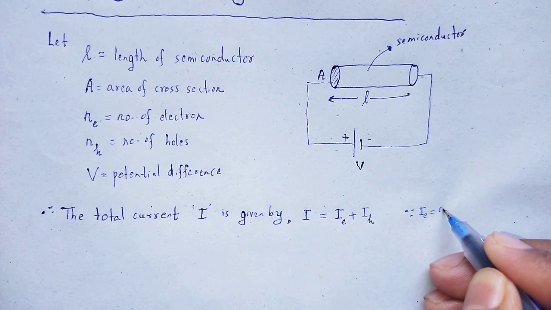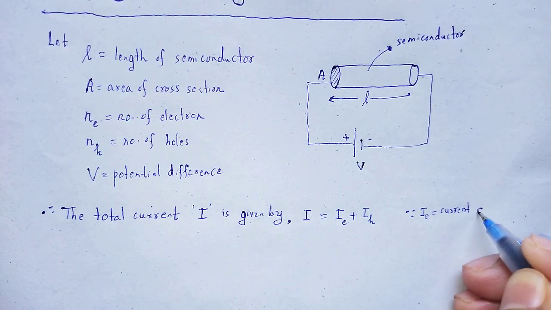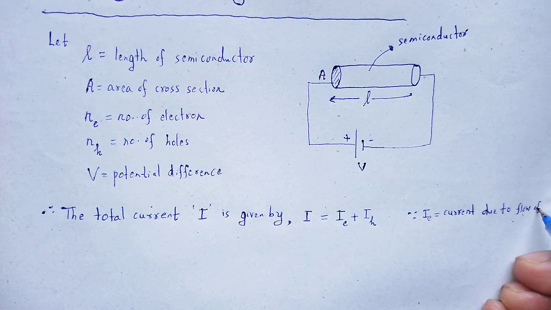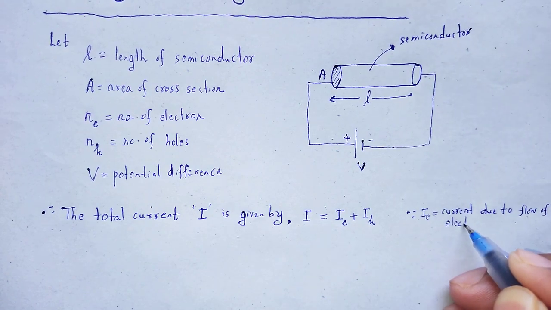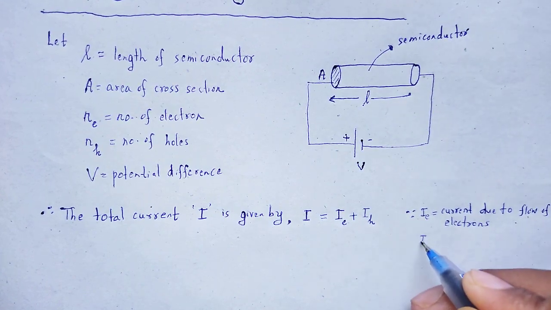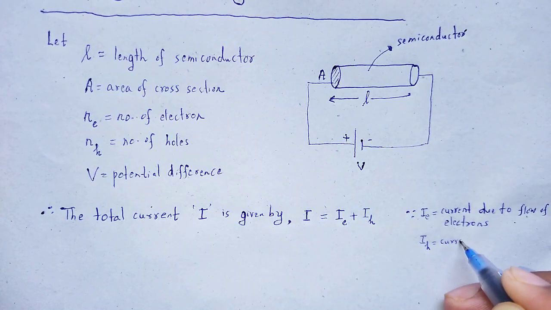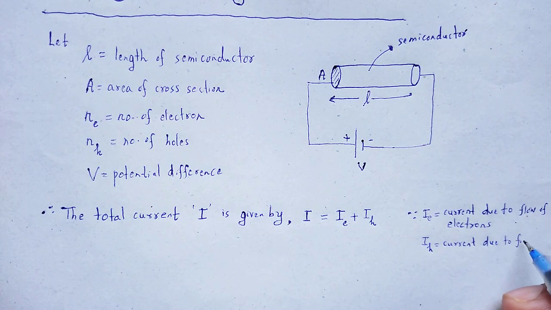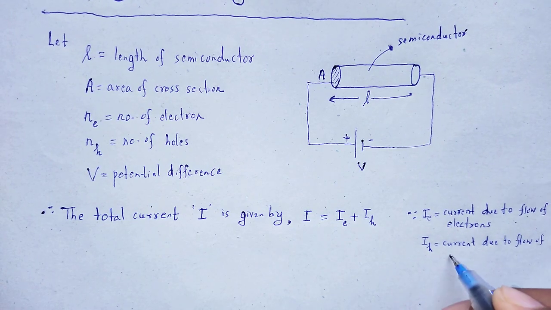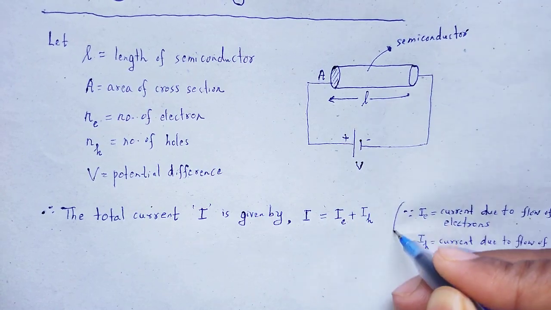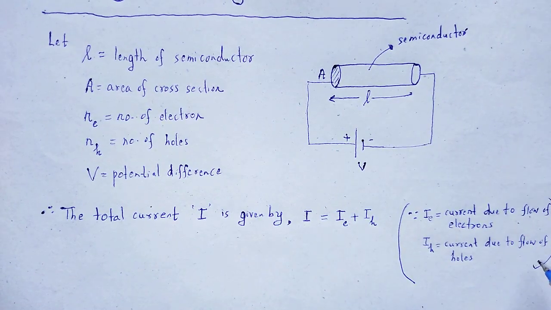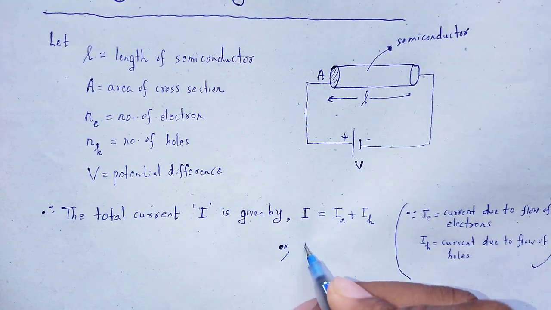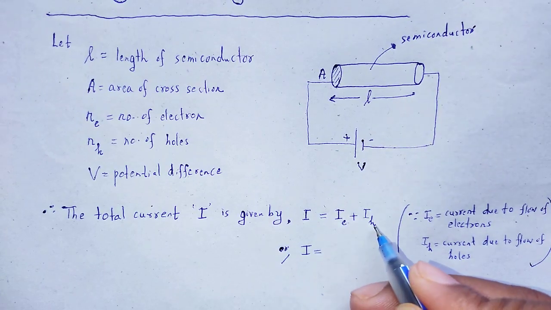Where I E is the current due to flow of electrons, and I of H is the current due to flow of holes. Or total current I is equal to I E plus I H.